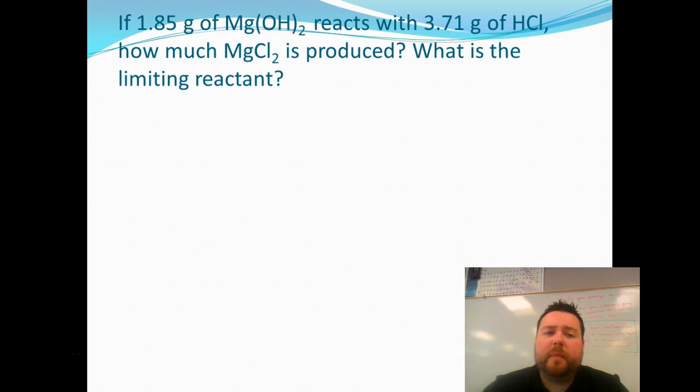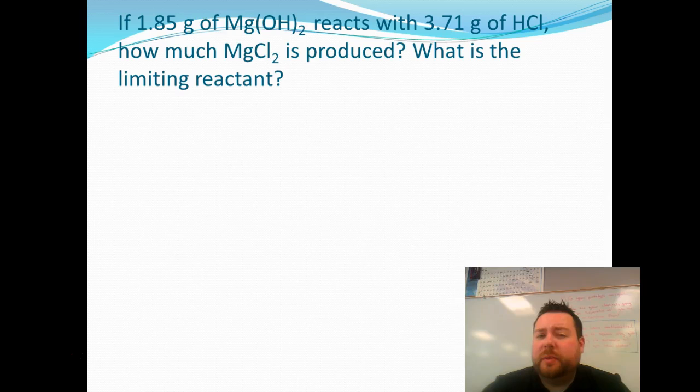Today what I want to do is go through a practice problem of how to solve a limiting reactant problem. The problem that's been given to us is: if 1.85 grams of magnesium hydroxide reacts with 3.71 grams of hydrochloric acid, how much magnesium chloride is produced? What is the limiting reactant?